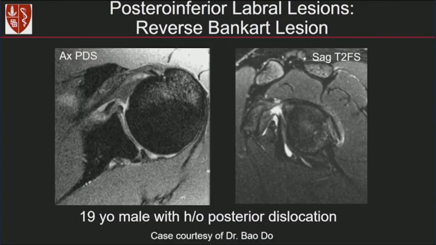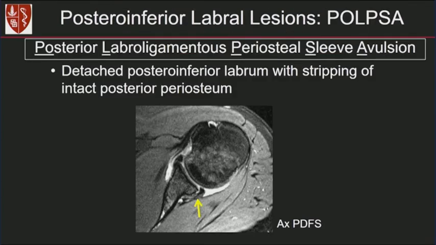Another case, posterior dislocation, tear of the posterior-inferior labrum, and then sagittal images nicely show you displacement of that labrum. A POLPSA lesion is similar to an ALPSA, but occurs posteriorly. So here you see a detached posterior-inferior labrum with stripping of the intact posterior periosteum.